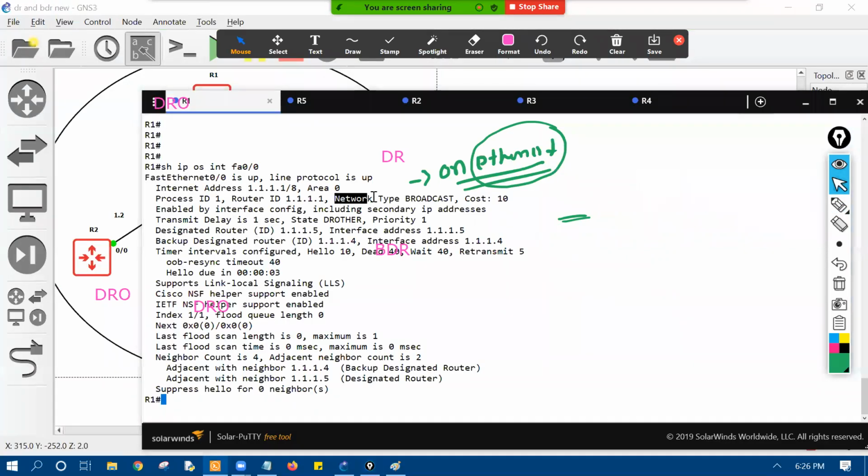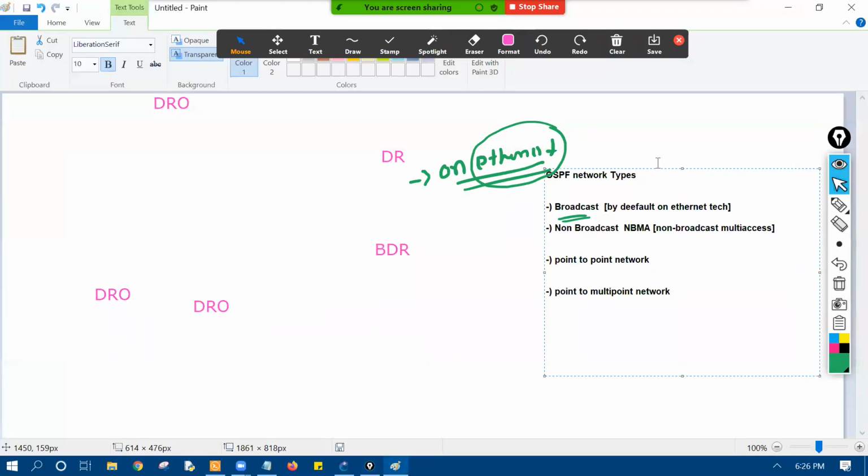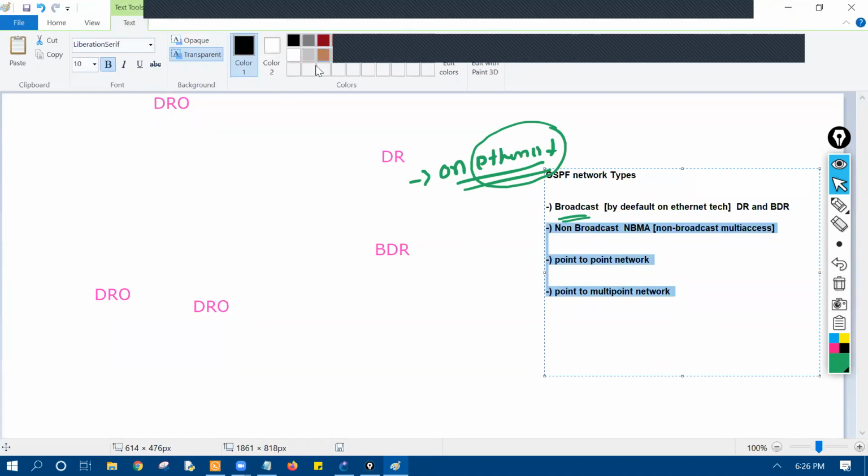So OSPF network type is broadcast, and in a broadcast network you will have the DR and BDR concept. Right now I'm discussing only broadcast, so I'm not going to include any information on this concept, forget this one for now. So in the broadcast network, what happens? You will have a DR and BDR.